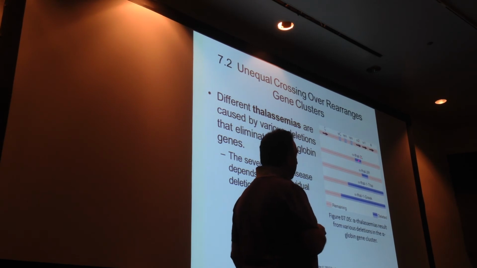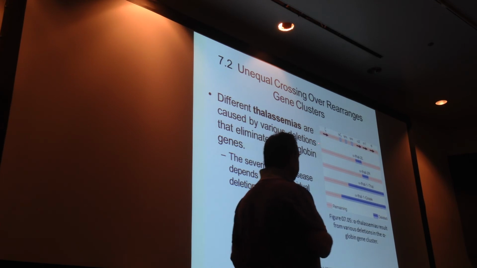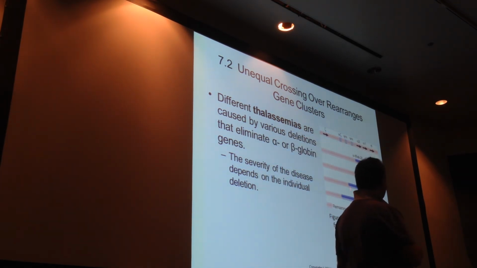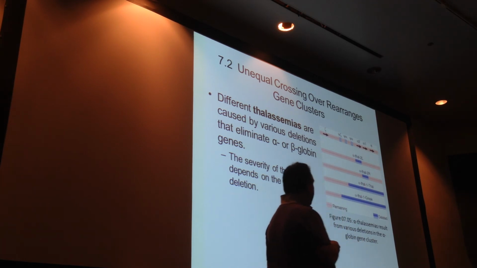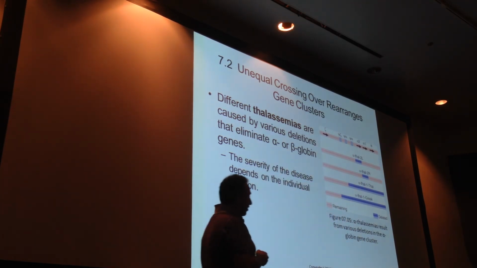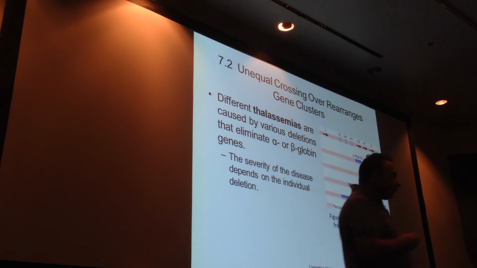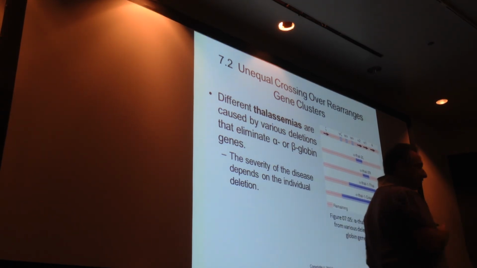So you can have unequal crossover that takes out different parts of the gene. So here you took out alpha 2. This is the alpha globin blood cluster, there are three pseudogenes and three normal genes and four normal genes. And if you have an unequal crossover, you can delete, for example, alpha 2, you can delete alpha 1, you can delete much more. And you can actually spot diseases that are caused by these deletions.